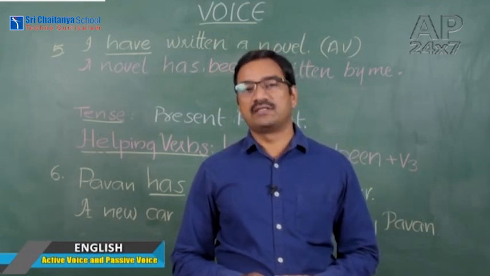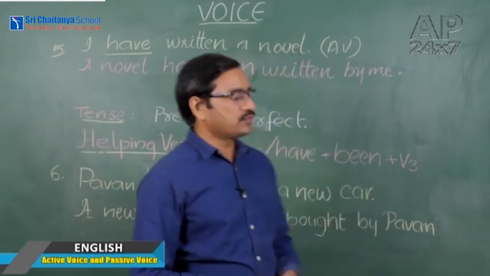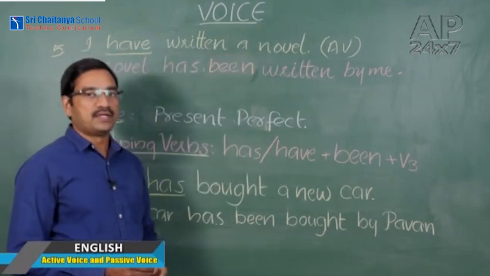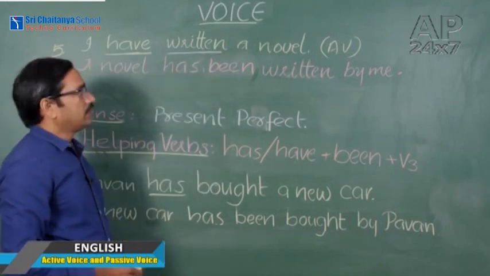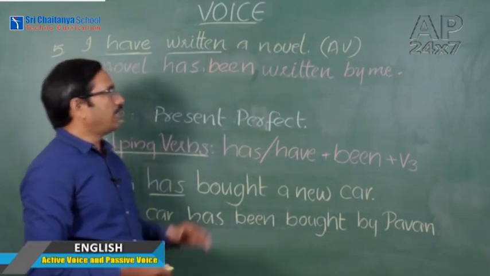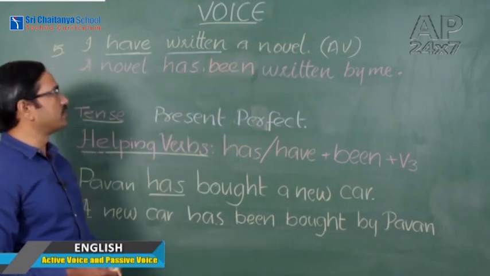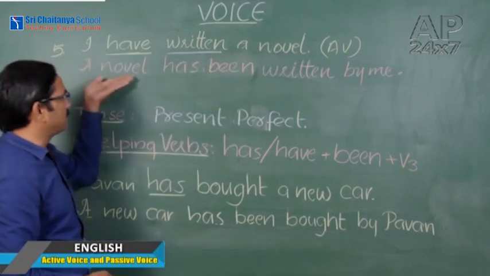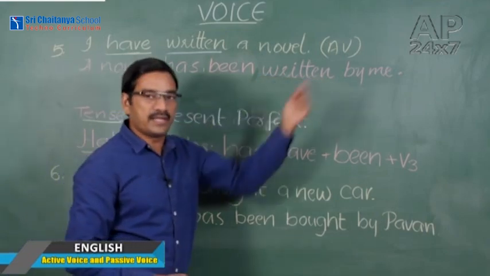Present perfect tense introduces new helping verbs, has and have. So here we can see the example, I have written a novel. So here have plus V3 form, we have present perfect tense. And this is in the active voice form. How do we change the present perfect into passive voice? A novel, so we have taken the object into the subject place. A novel has been written by me.